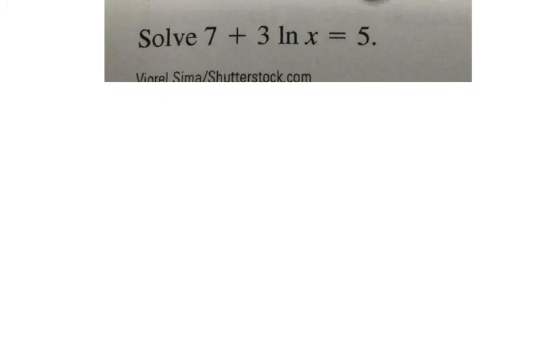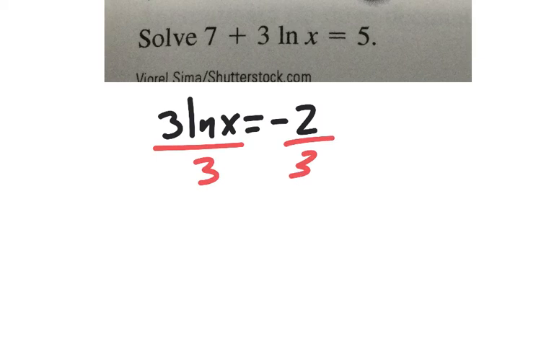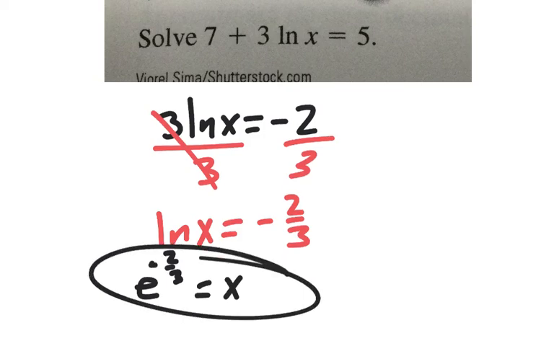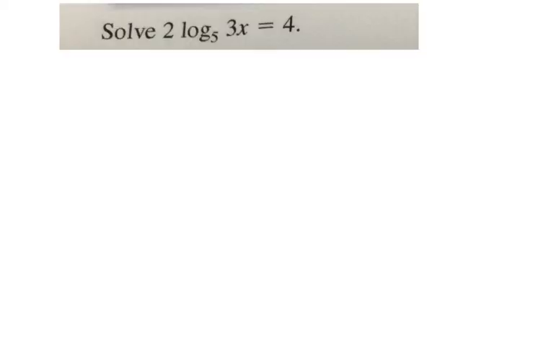Okay, so I'm going to subtract 7. So that tells me 3 natural log of x equals -2. Divide by 3. That tells me the natural log of x equals -2/3. And then rewrite this in exponential form. E to the -2/3 equals x. And again, I plug in, that will work.